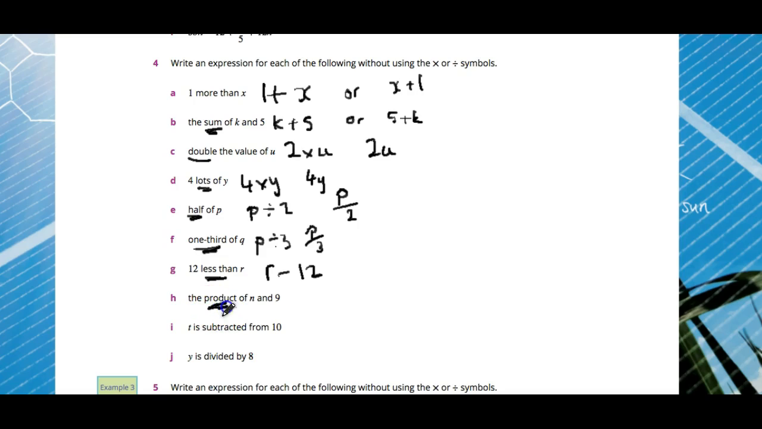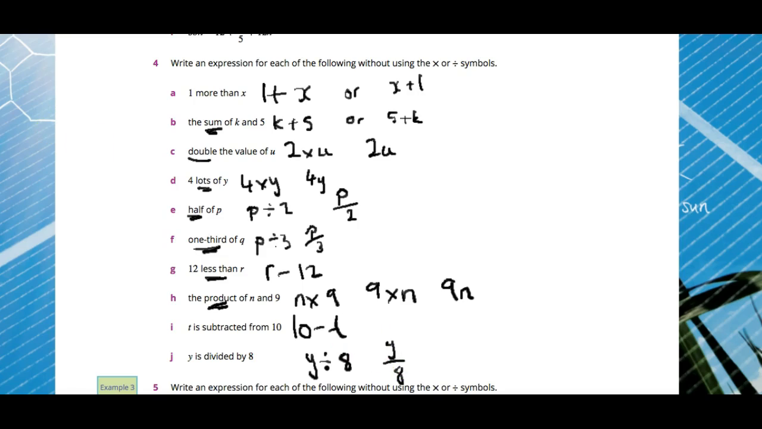The product of n and 9. So product is a word that you may not have seen too often. So product means to multiply. So we have n times 9. Now in algebra, in maths, we always write the number first. So 9 times n, and they mean the same thing, and hopefully you realize that we get rid of the multiply sign. T is subtracted from 10, so 10 subtract t, and y is divided by 8. So y is divided by 8, or y over 8.